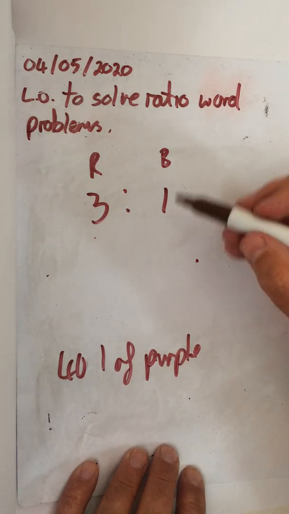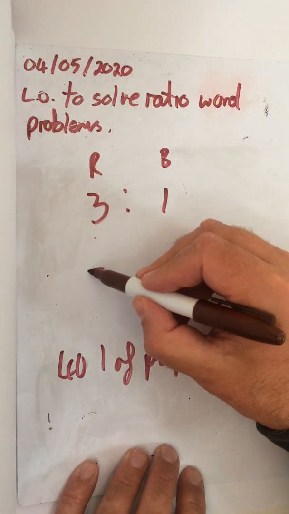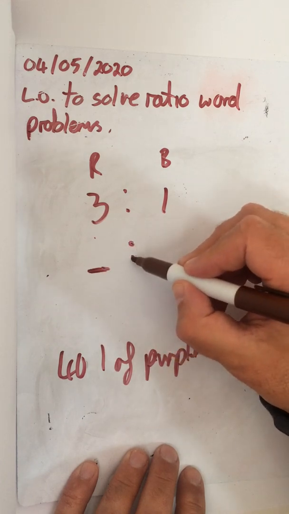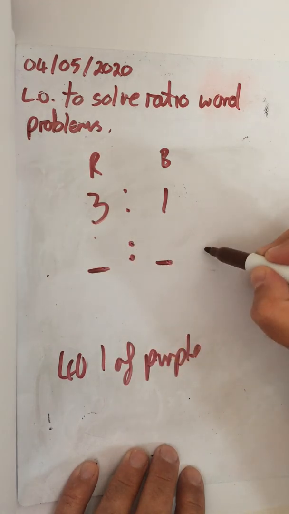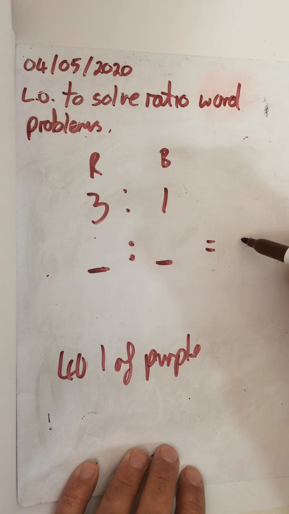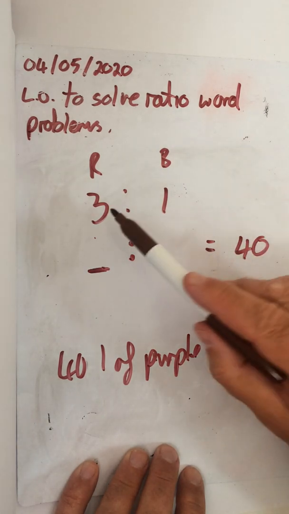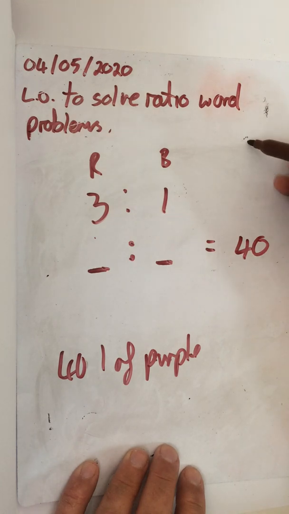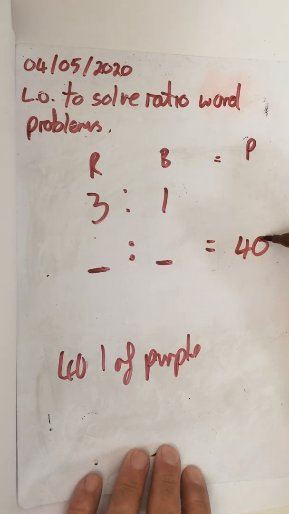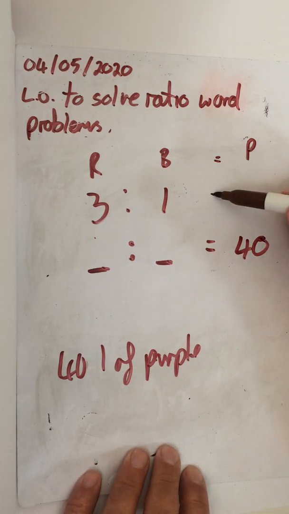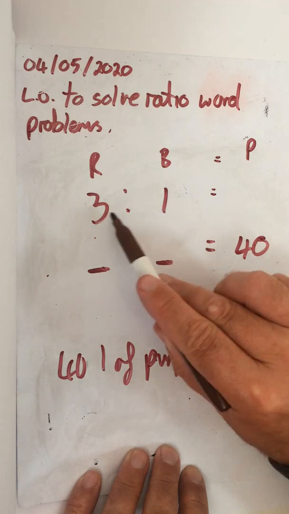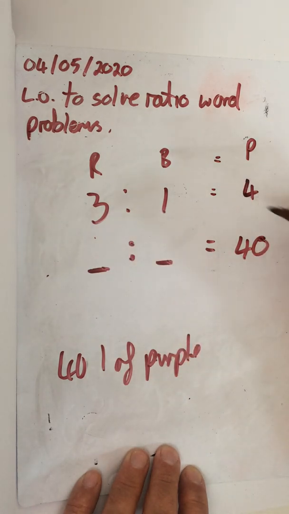So if you think about it, I'm going to need this amount of red and this amount of blue to equal 40 liters of purple. So this is our purple here, isn't it? It's our total. So I need to make 40 litres. So what I need to do here, I add up my ratios, so that becomes a 4.